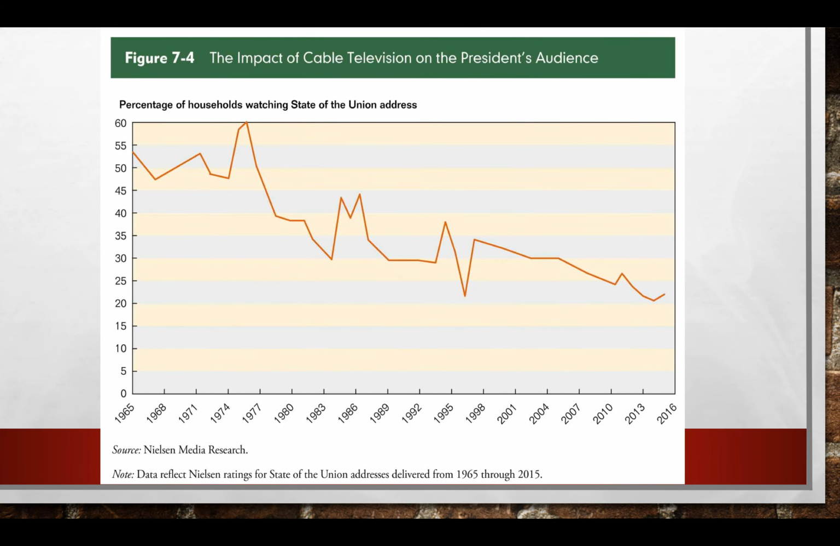While the president has used minor addresses more often in recent years, fewer households are watching the president's major address to the public, the State of the Union. The decline in viewership for the State of the Union may be due to an increase in the number of television options for consumers.